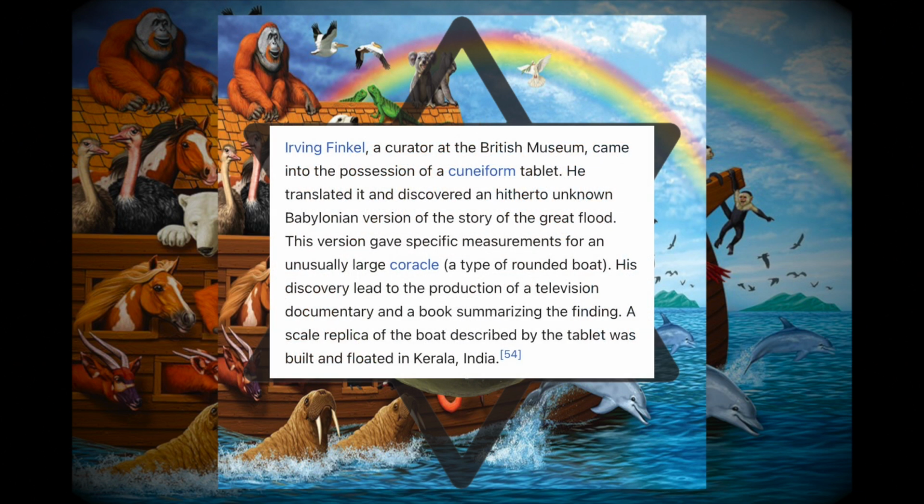Irving Finkel, a curator at the British Museum, came into the possession of a cuneiform tablet. He translated and discovered a hitherto unknown Babylonian version of the story of the Great Flood. This version gave specific measurements for an unusually large coracle, a type of rounded boat.